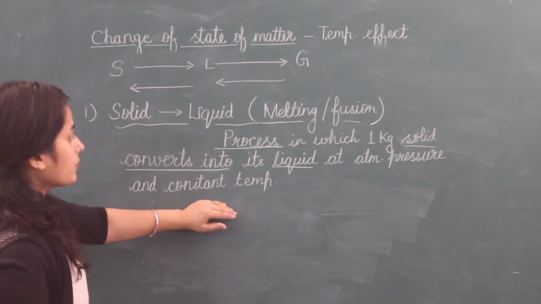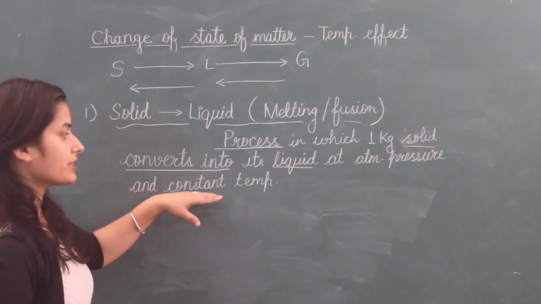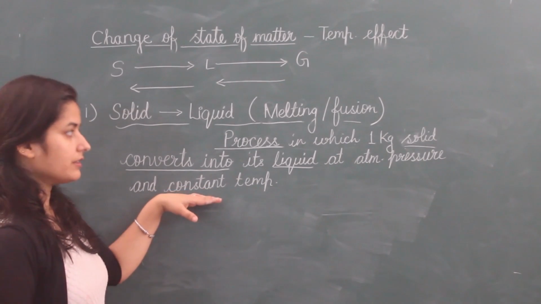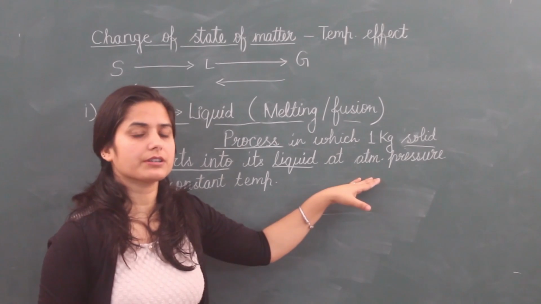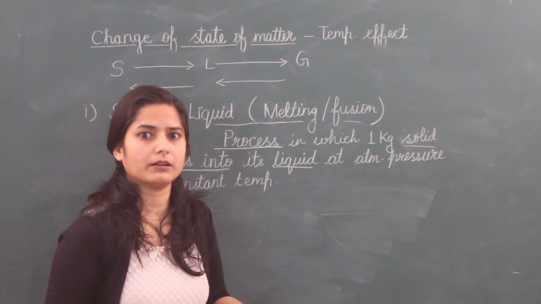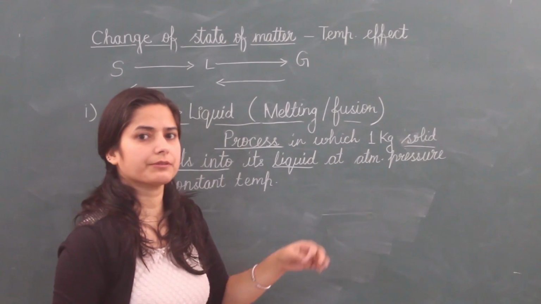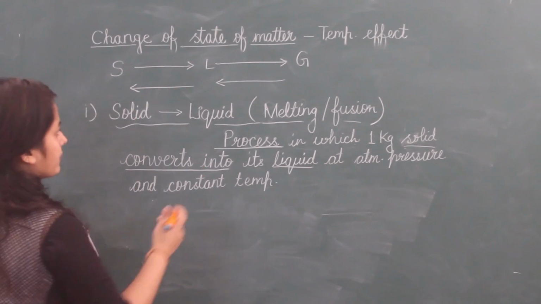Now, constant temperature means temperature will not change on a thermometer, and at atmospheric pressure means we will not increase or decrease the pressure of the container. It will be at a normal room temperature.